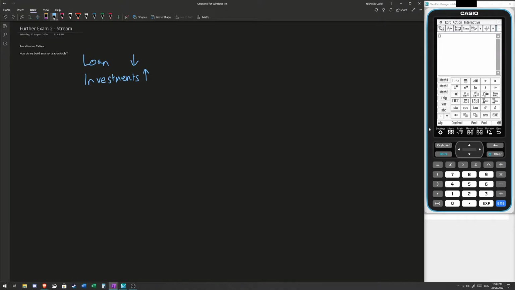Both of these come with interest and an interest rate. Now that interest rate is calculated, and you'll have to excuse my poor writing at times, yearly, it can be calculated monthly, it can be calculated fortnightly, and weekly.